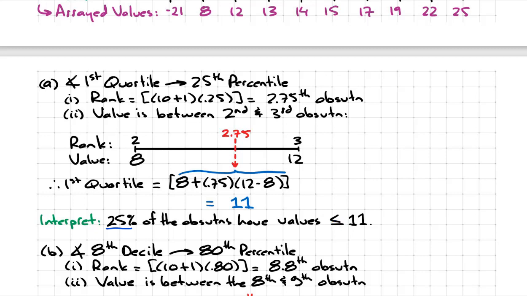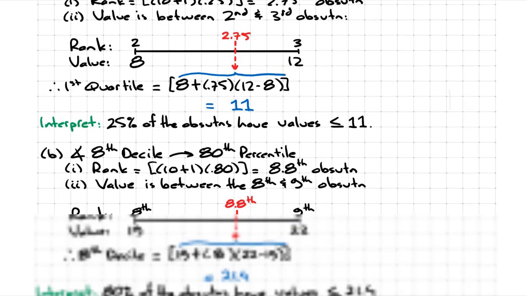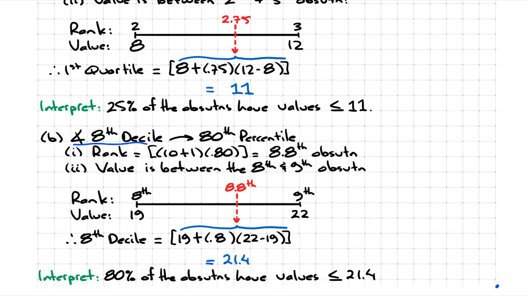So let's do another illustration. Now we're asked to find the 8th decile. Of course, the first thing we're going to do is find the equivalent in terms of percentile. So the 8th decile is the 80th percentile. And remember what the interpretation is. I'll jump the gun a little bit. It's the same thing as here, but now instead of 25%, that's going to be 80%. So we'll say 80% of the observations will have values that are less than whatever this quantile is.